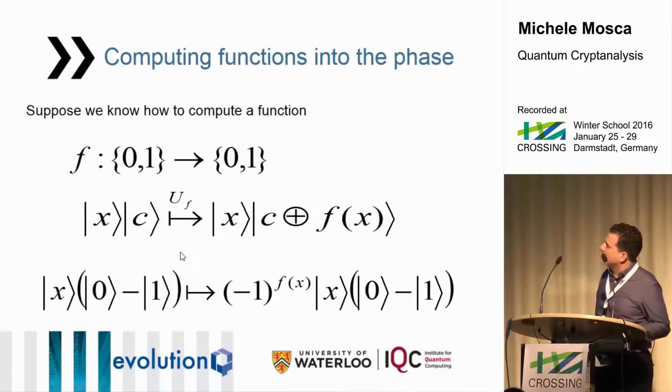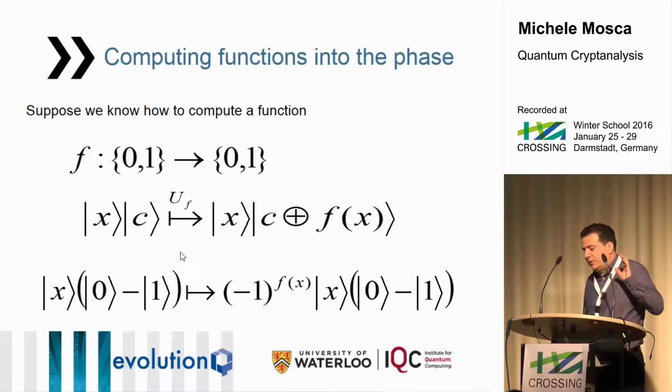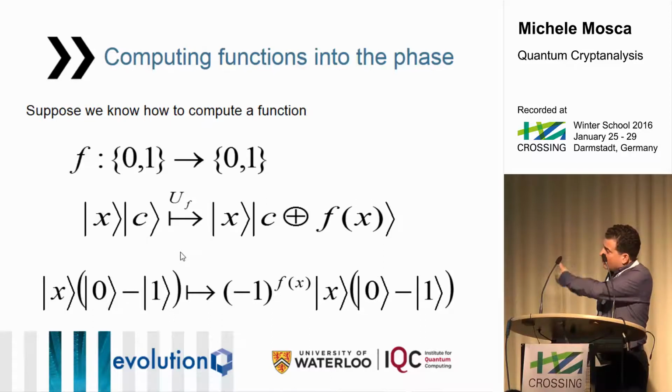Suppose I know how to compute a function f. Let's take the simplest function we can think of. It maps one bit to one bit. And suppose I give you a reversible means for computing it. So there's a 2-qubit input, the input x, and the output register is in some state, let's call it C. So C is either 0 or 1. And the reversible implementation of f simply XORs f of x onto the target bit, onto the second bit. It's reversible because it's its own inverse. If you repeat this twice, f of x XORed with f of x cancels out.